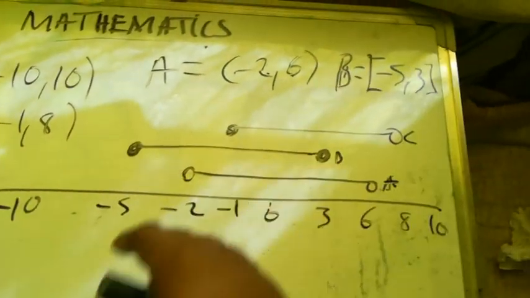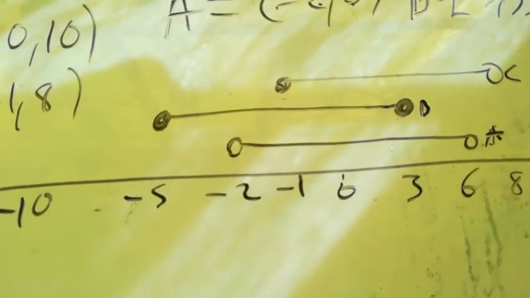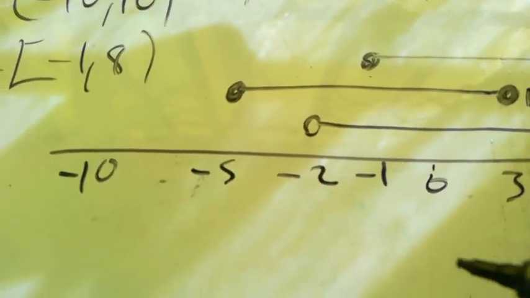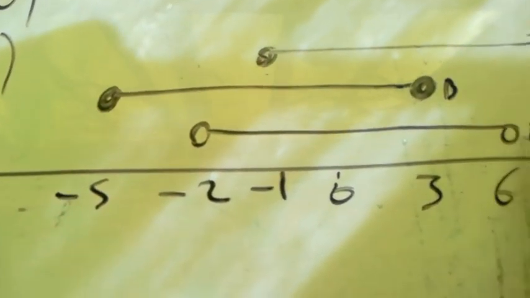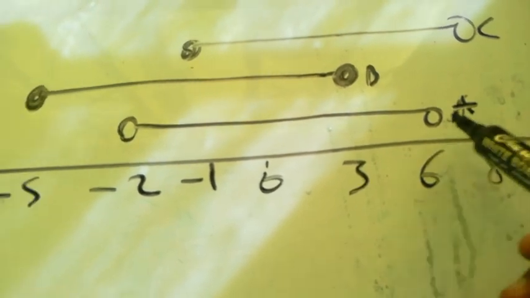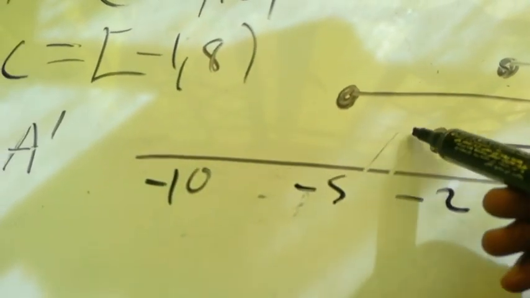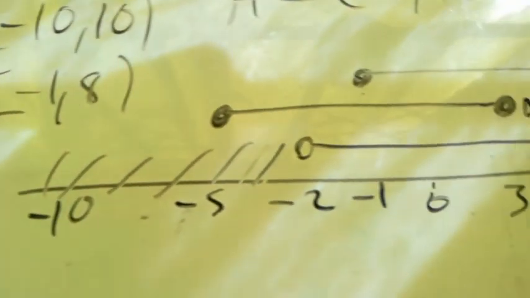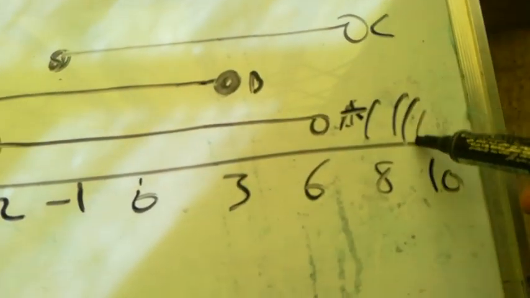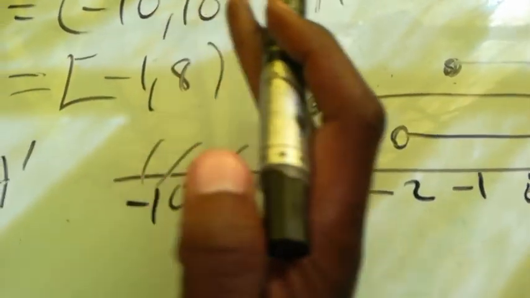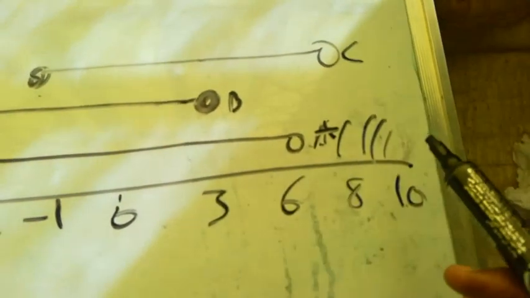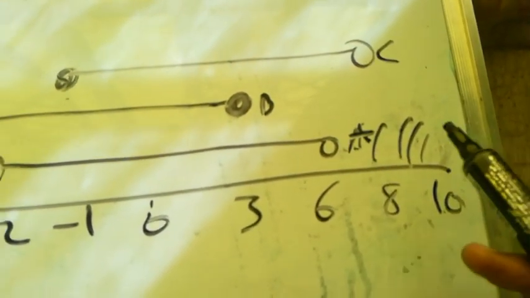So we'll use this same number line that we already have to find A complement. So this is our A. And when we talk of A complement, we are simply talking about the values which are outside A. Okay, so we've got values from this side and values the other side. So this is our A complement.